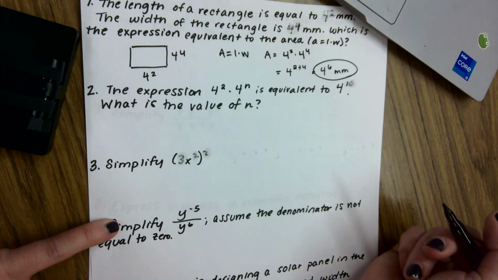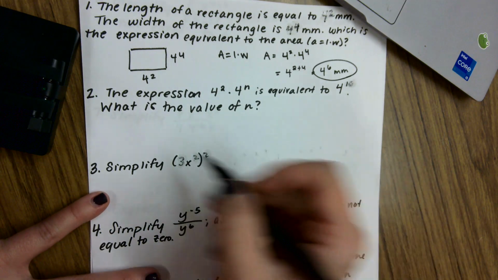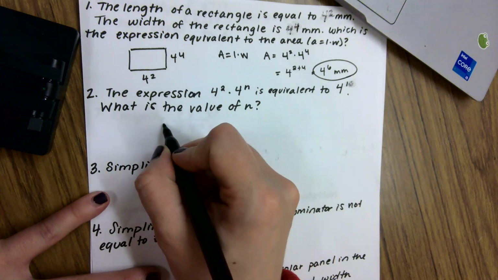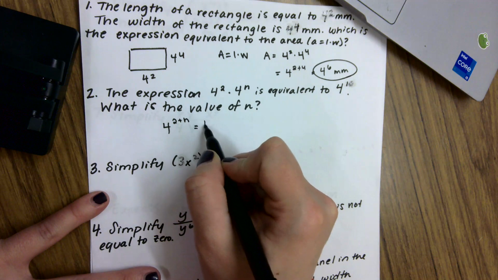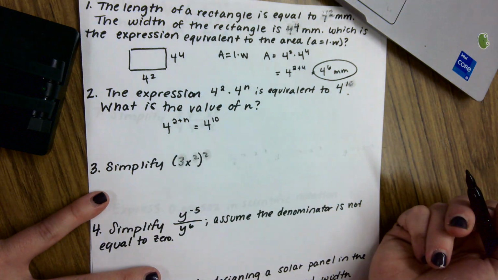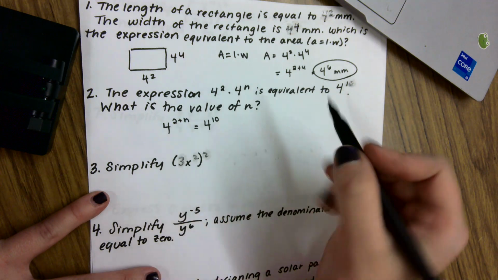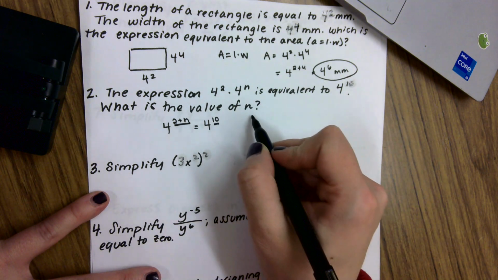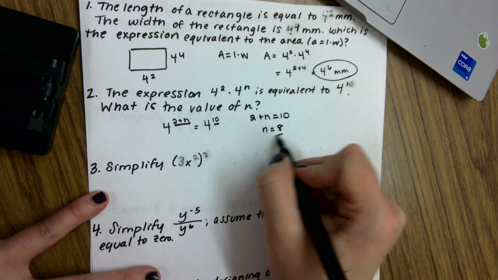And number 2, the expression 4 to the second times 4 to the n is equivalent to this. What is the value of n? So we said we can keep the same base and add our exponents. And this is what you're going to get. If I multiply them together, I can add these exponents, and I know this is what I'm supposed to get. That means this is supposed to be equal to this. N is 8.